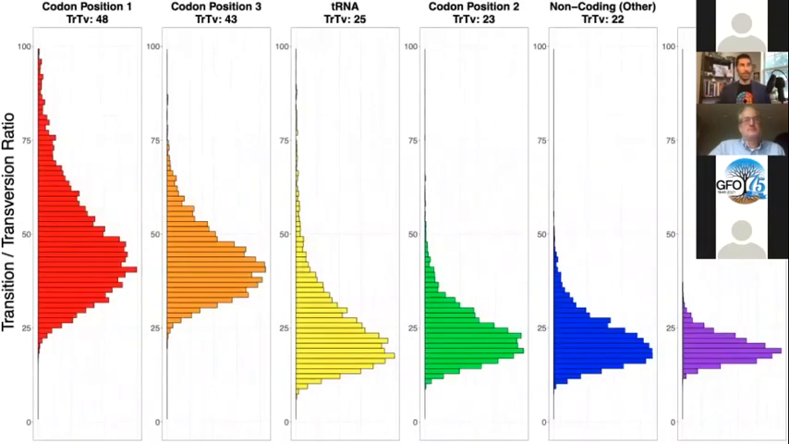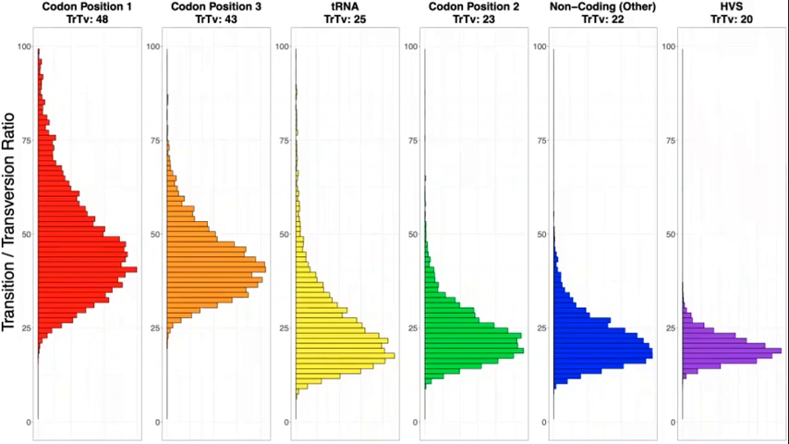This is showing transition to transversion ratio. So like I said before, transitions happen much more frequently. Transversions are very rare. So they happen in different ratios in different types of positions. In position 1, it's about 50 transitions for every transversion. For the hypervariable region, it's about 20 transitions for every transversion. So that's another type of variation that has to be taken into account.